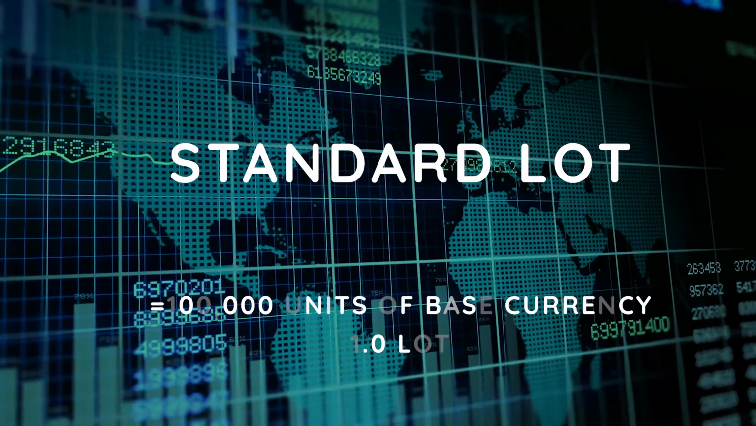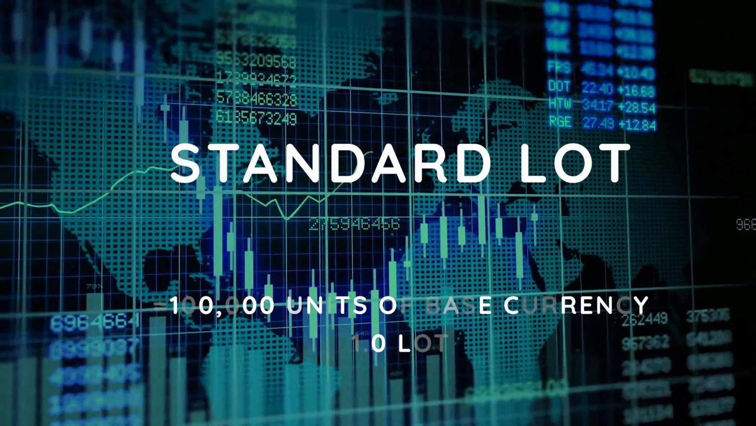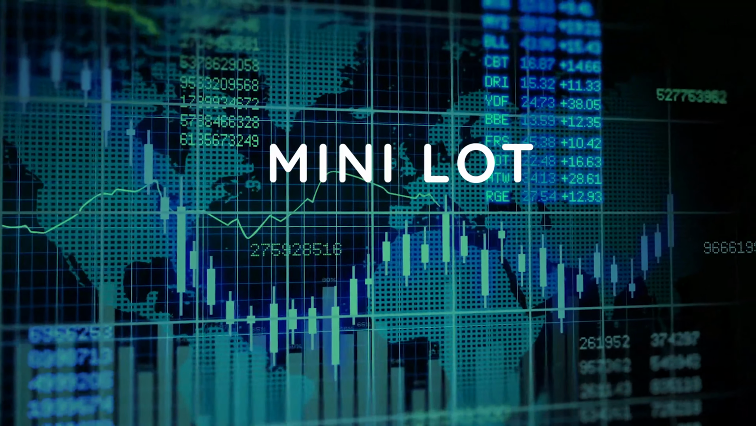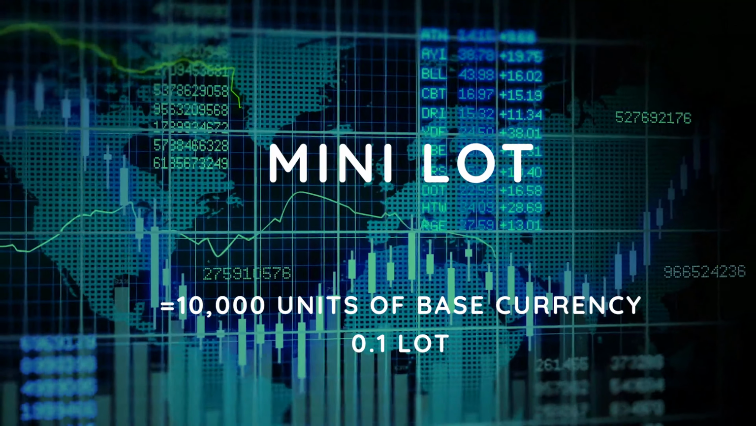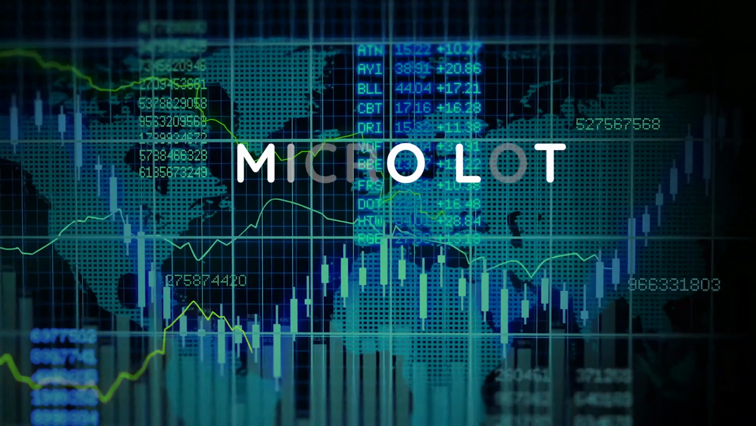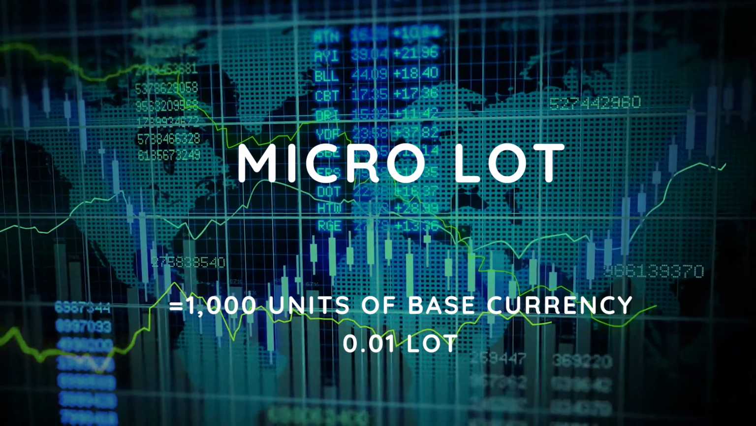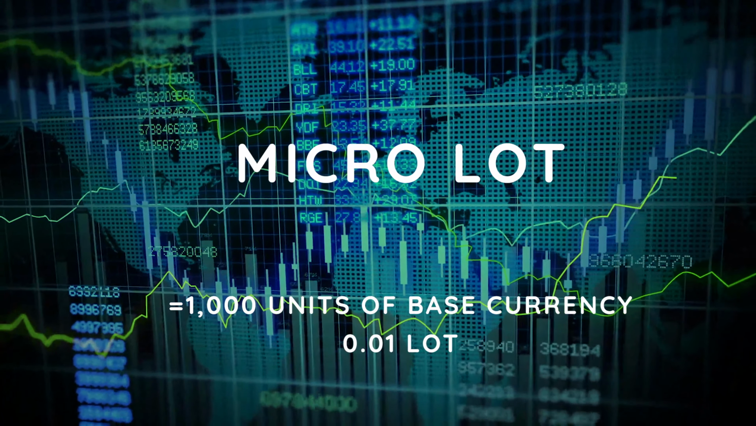One standard lot. Now this represents 100,000 units of the base currency and it's normally expressed like this, 1.0. And then we have a mini lot. Now this represents 10,000 units of the base currency and it's normally expressed like this, 0.1. And finally we've got a micro lot. Now this represents 1,000 units of the base currency and it's normally expressed like this, 0.01.